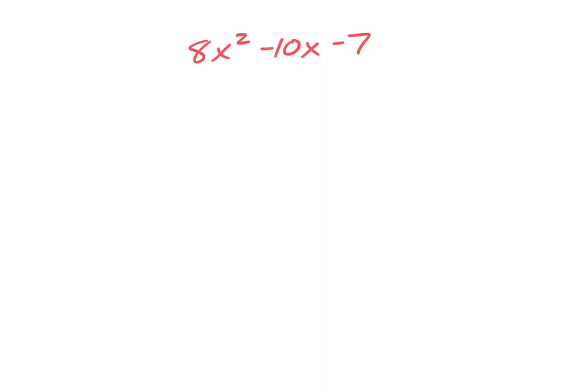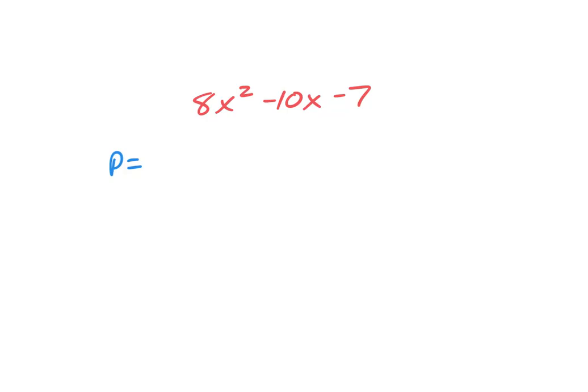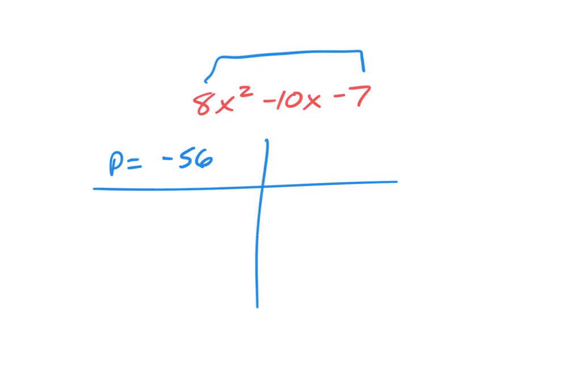Negative 56. Okay, how come? Oh, just slide it over. Okay. 8 times negative 7, negative 56. Zach, what's my sum? Okay.